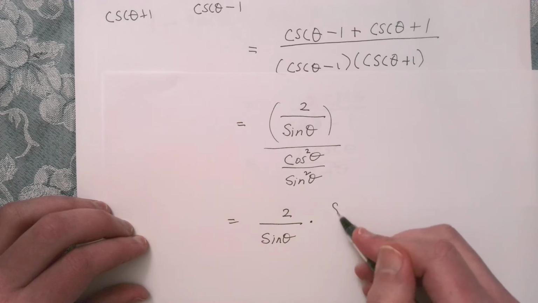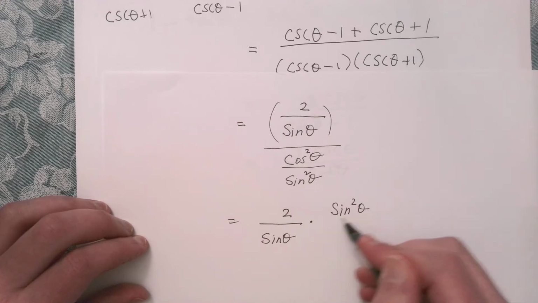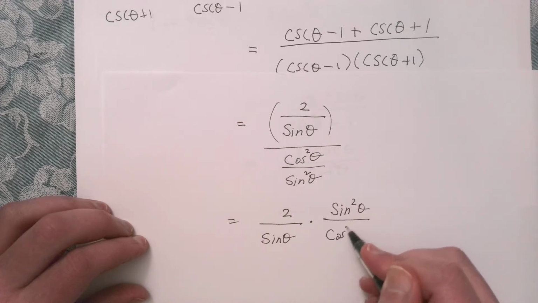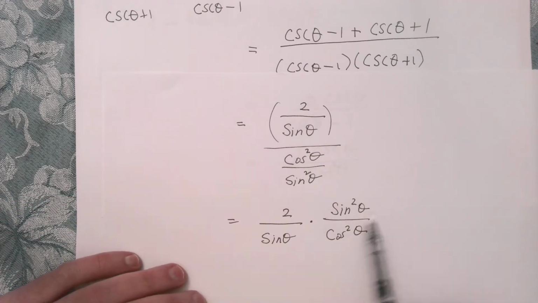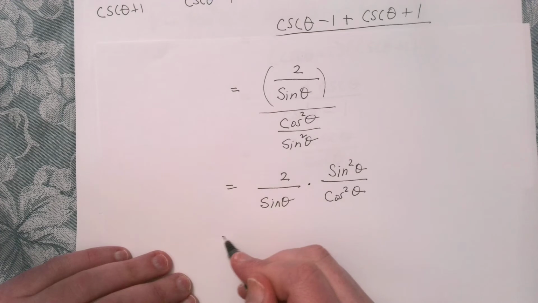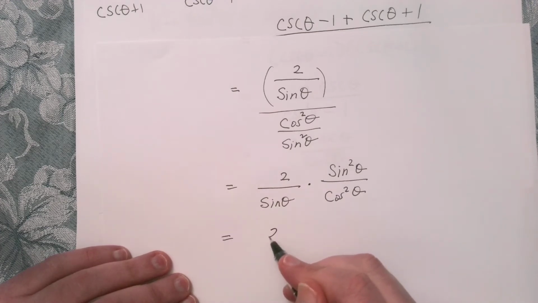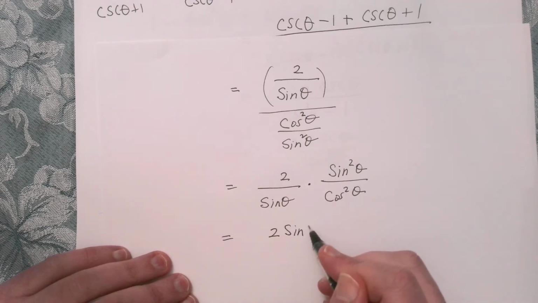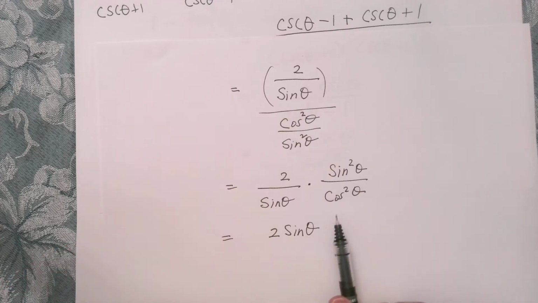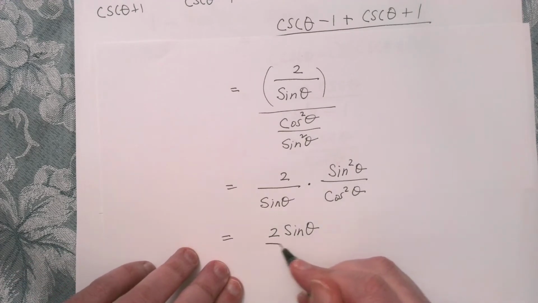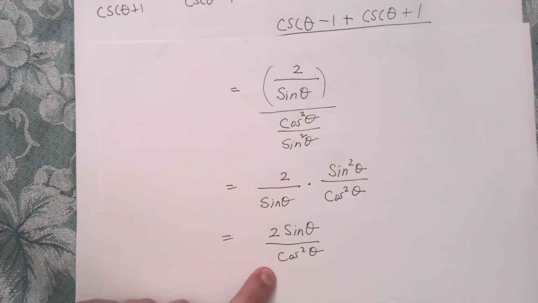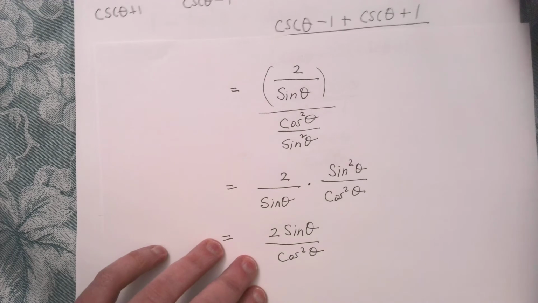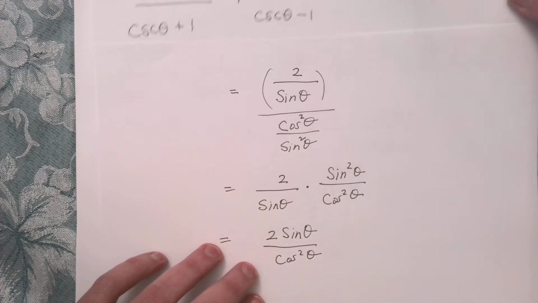So that's going to be sine squared of theta over cosine squared of theta. Let's clean that up. Let's cancel out a factor of sine. So that's going to give me 2 sine of theta over, looks like cosine squared. But I think we have this if we use our reciprocal identity for secant or cosine.